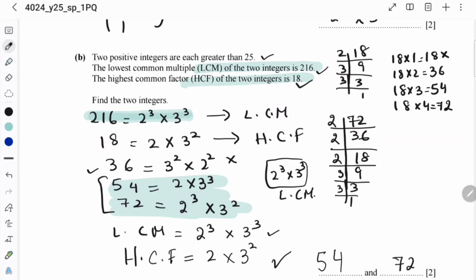So we did lots of HCF and LCM questions here to prepare for your paper 1.